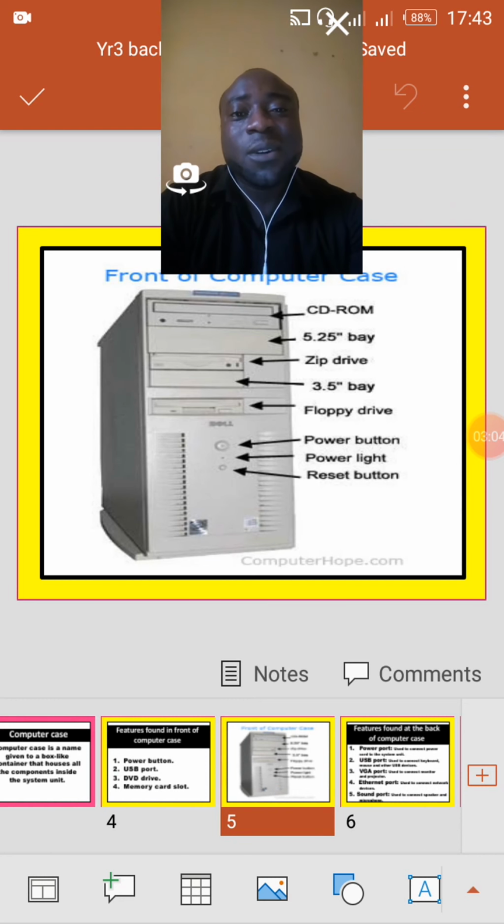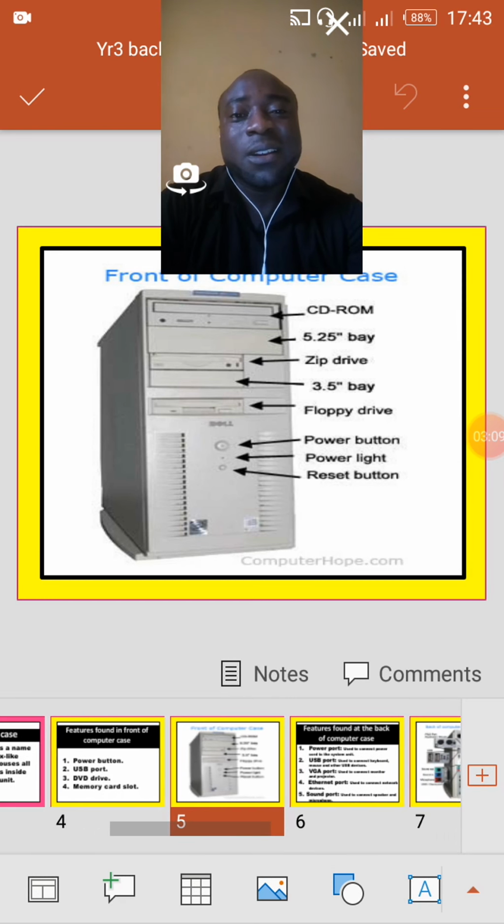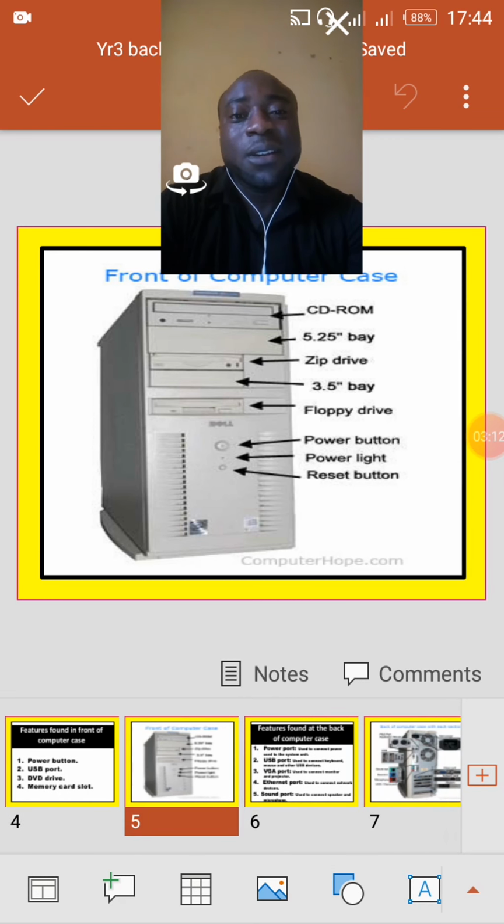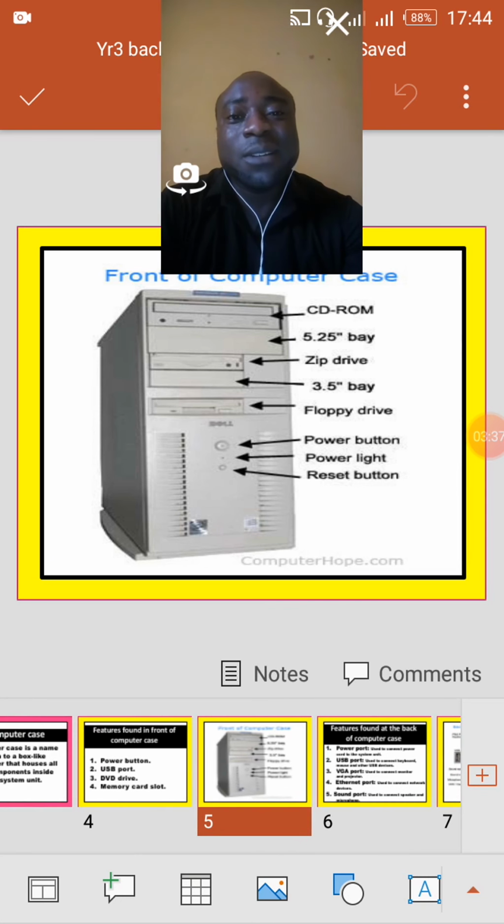As you can see, the front of computer case. The first thing you can see here with the arrow label is CD-ROM. Then the second one is bay. That is another place for maybe a DVD if we want to extend that. Then we have the floppy drive and zip drive. And if you look under, we have the power button, the power light, and the reset button. These are some features that can be found in front of computer case, that is the system unit.